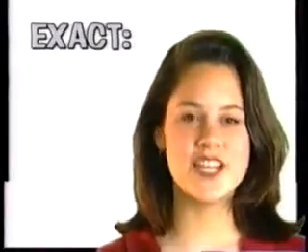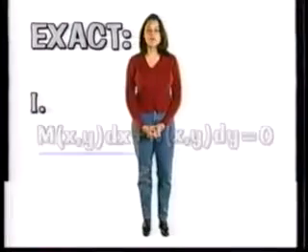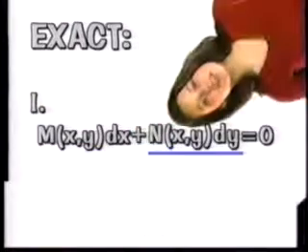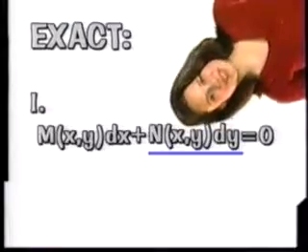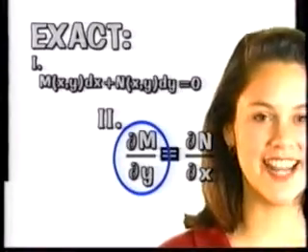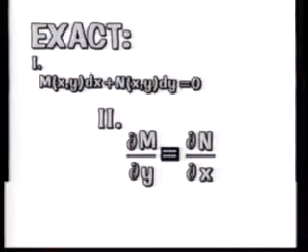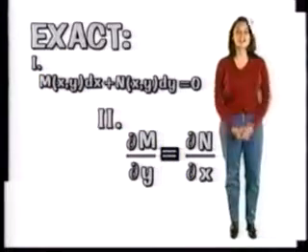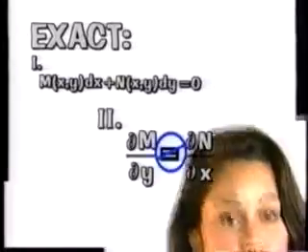A differential equation is of the exact type if two conditions are met. First, it has the form m of xy dx plus n of xy dy equals 0. And second, the two partial derivatives, m with respect to y and n with respect to x, are equal. If they are equal, then we've got an exact differential equation. If not, then we've got something else on our hands.